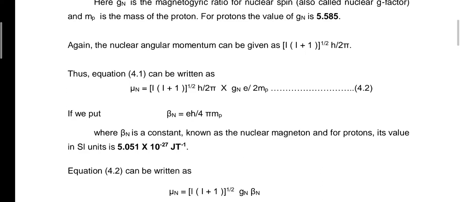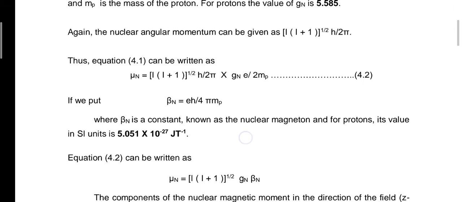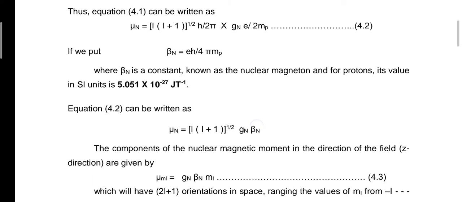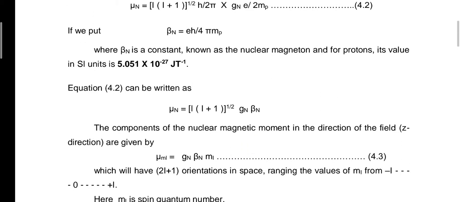Beta_n is equal to eh by 4 pi m_p, where beta_n is a constant, known as the nuclear magneton. For a proton, that is hydrogen, its value is 5.051 times 10 to the power minus 27 joules per tesla. So the equation becomes this.